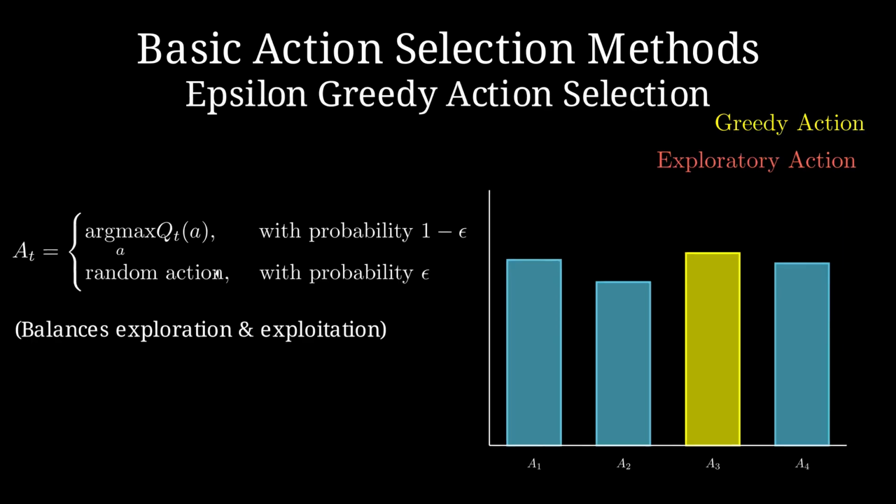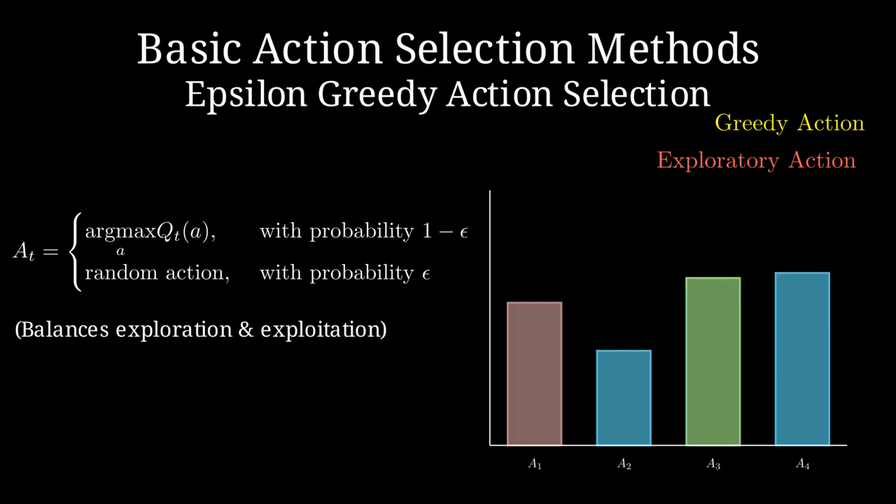To overcome the limitations of the purely greedy strategy, we use Epsilon-Greedy Action Selection, which balances exploitation and exploration. At each time step t, the agent selects the greedy action with a probability of 1 minus epsilon, where epsilon is a small value of less than 1, or it selects a random action with probability of epsilon. The advantage of this selection strategy is that as time progresses, every action is eventually sampled enough to ensure the action value estimates converge to the true values Q star of A.